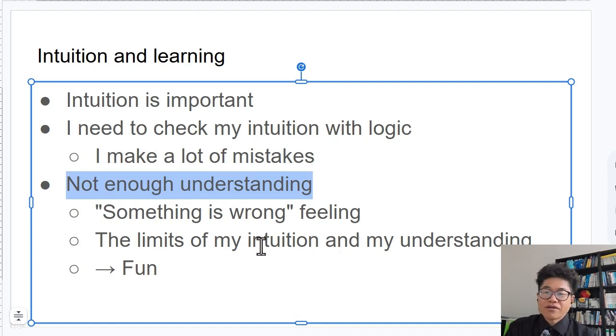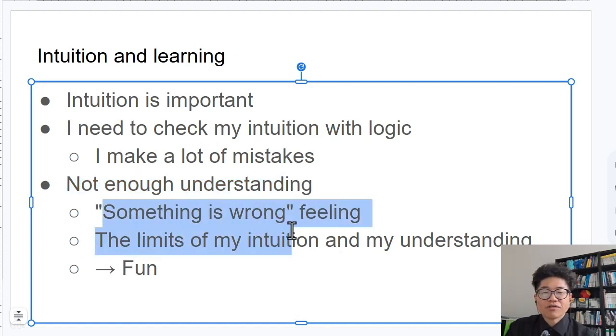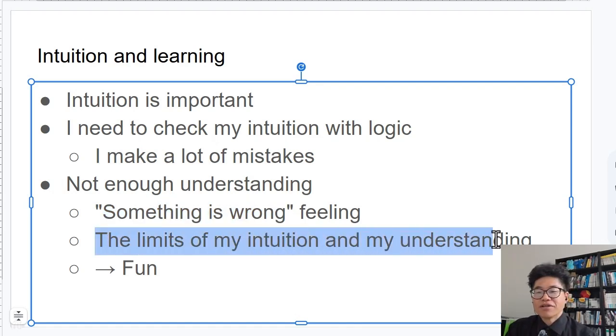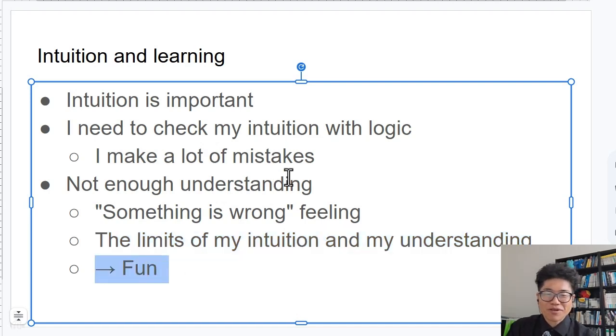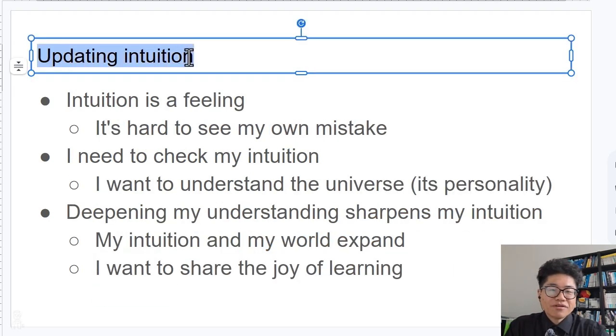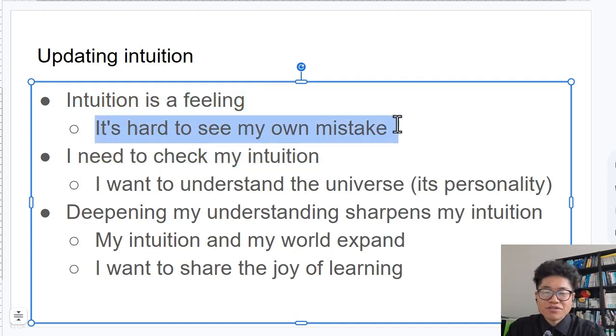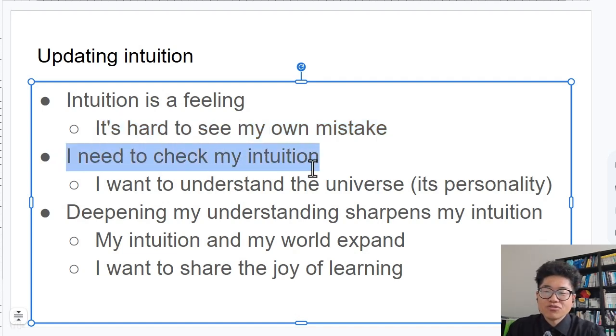While learning, there are moments of "something is wrong." At those moments, I see the limits of my intuition and my understanding. I like such moments. It's fun. We can update our intuition by learning. My intuition is very close to a feeling. So even when I was wrong, it's very hard to see my own mistake because it feels right. That is why I always need to check my intuition.